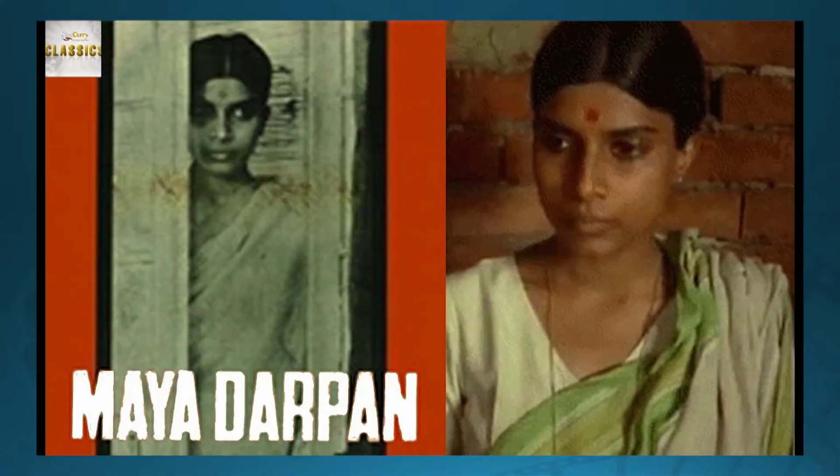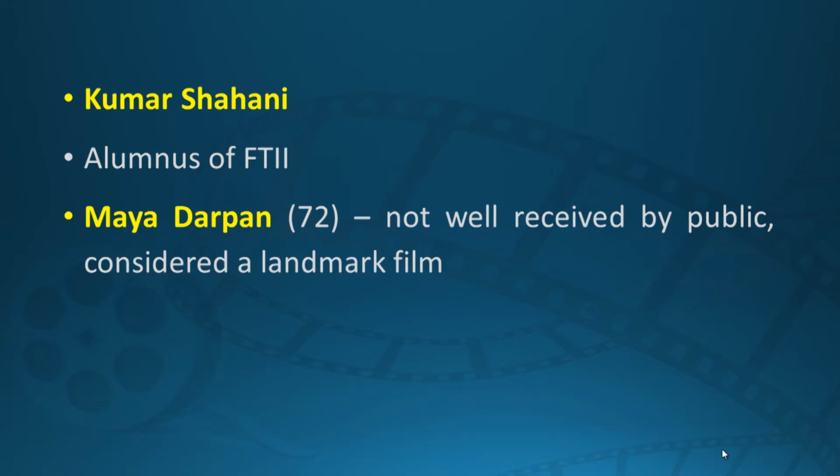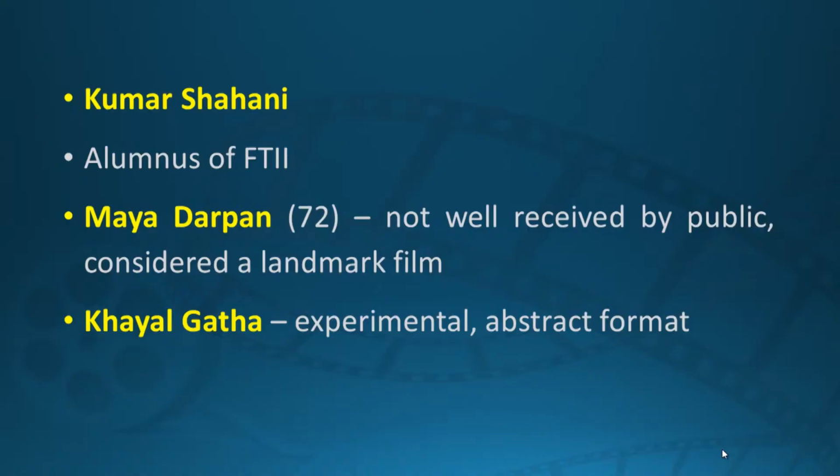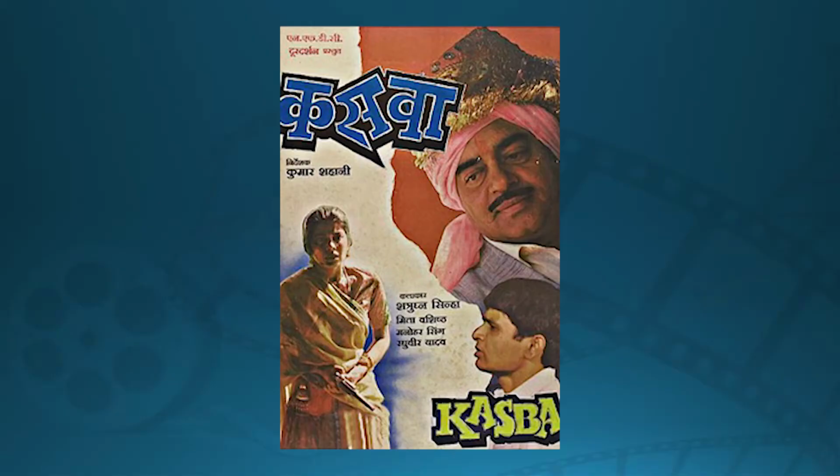So he made this film called Maya Darpan in the year 1972. It was not received very well by the public, but it's considered a landmark film in the history of Hindi cinema. Another film that he made was Khayal Gatha, which is again a very experimental film, and it follows a very abstract format in telling the history of Khayal music. Another film that he made was Kasba in the year 91.